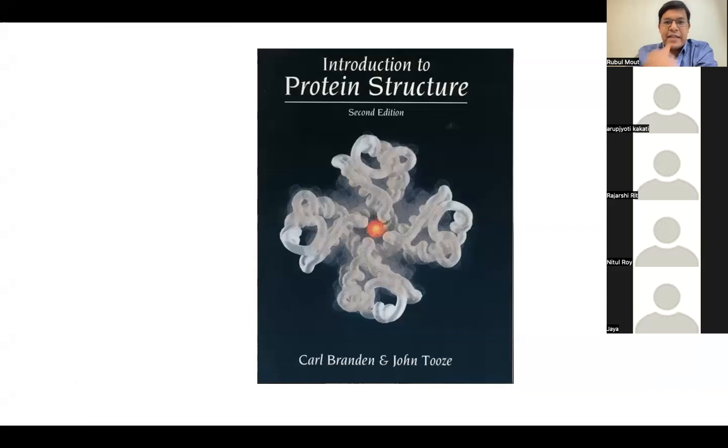In the last class I forgot to mention a book on protein structure. For people who are really interested in understanding protein structure, what proteins are built of, and what different kinds of protein structures are available in the functional part, this is one book that you might like to follow in the longer run. I thought I'd just mention that. This is a wonderful book.